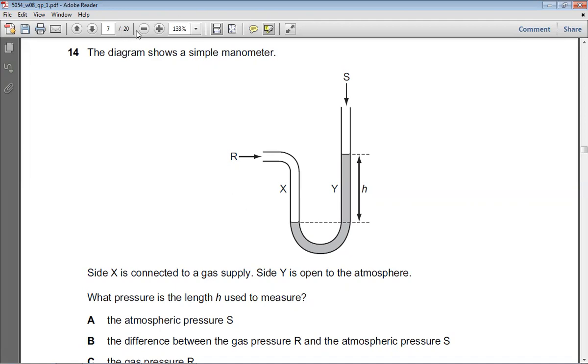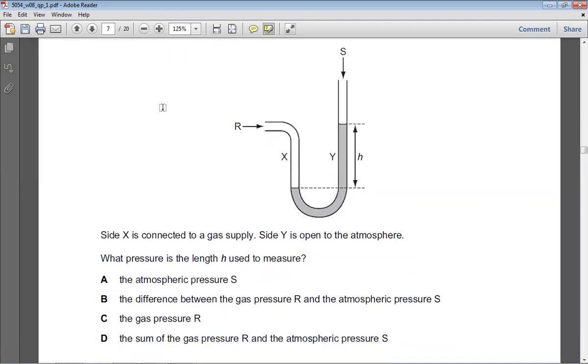Okay, so let me check the options. The side X is connected to a gas supply, side Y is open to the atmosphere. What pressure is the length H used to measure? It's telling you the difference of the pressure between the gas supply and the atmosphere.